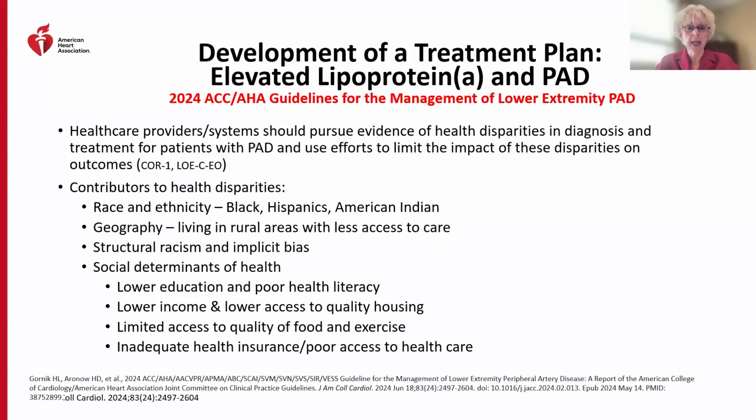In addition, healthcare providers should look for evidence of health disparities such as race, ethnicity, geography, structural racism and implicit bias, as well as those social determinants of health, including lower education levels, poor health literacy, limited access to quality food and exercise, inadequate health insurance, and poor access to health care.